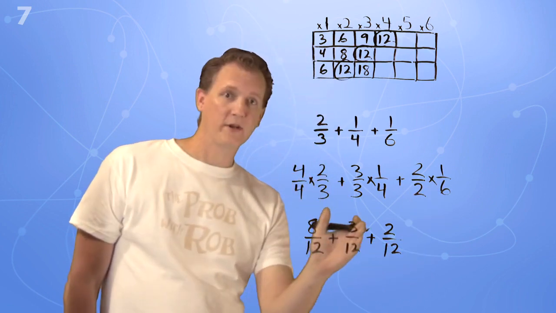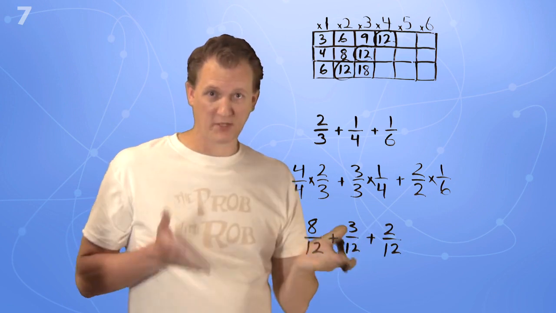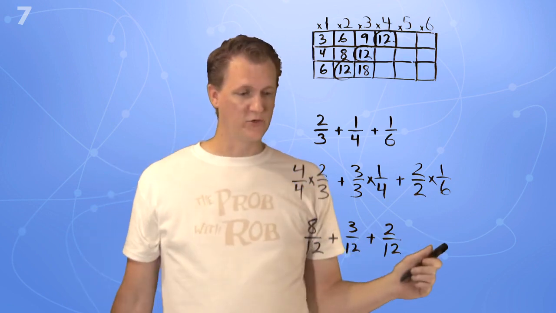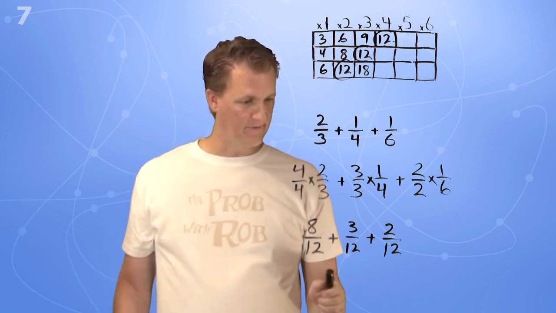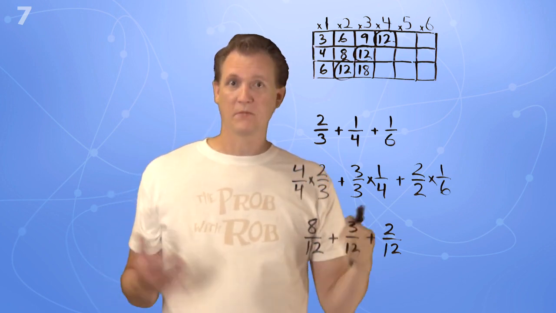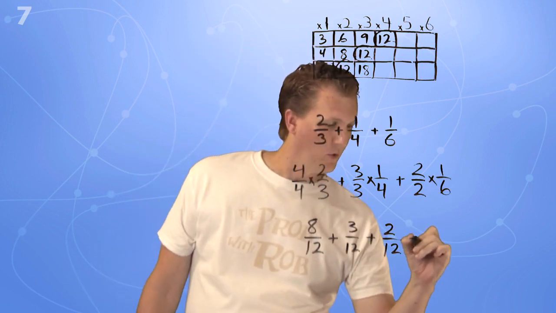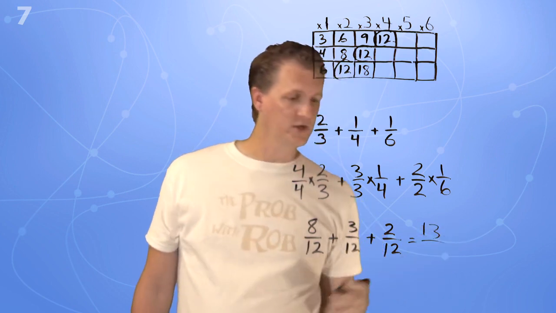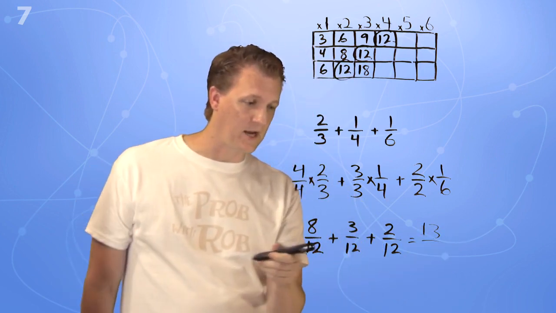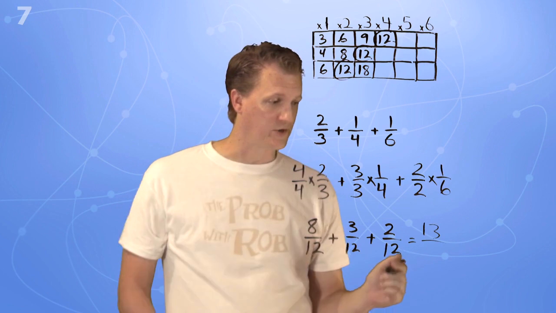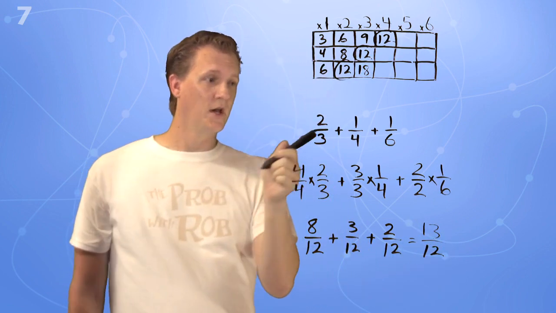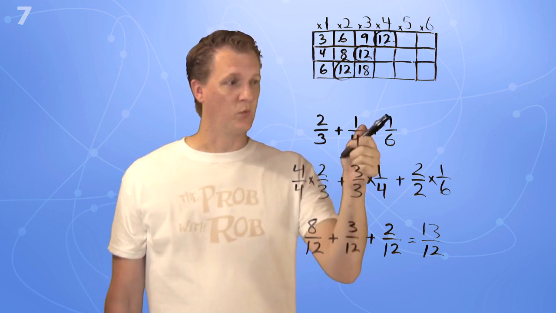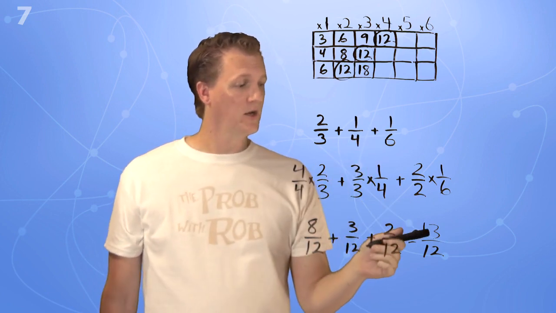So now all three of our fractions have the same denominator. So we can add them using our simple procedure. So we have 8 plus 3 equals 11. 11 plus 2 equals 13. So 13 is our top number, and then we keep the same bottom number of all three fractions, 12. So 2/3 plus 1/4 plus 1/6 equals 13 over 12.